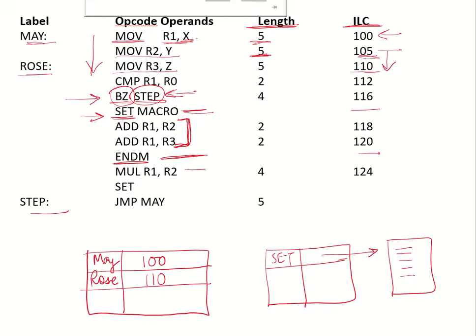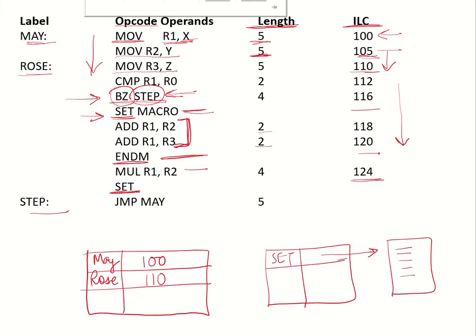Then it comes to the next instruction, which is a multiplication. The ILC has been incremented continuously. You can check. It is being incremented by the length of the previous instruction.